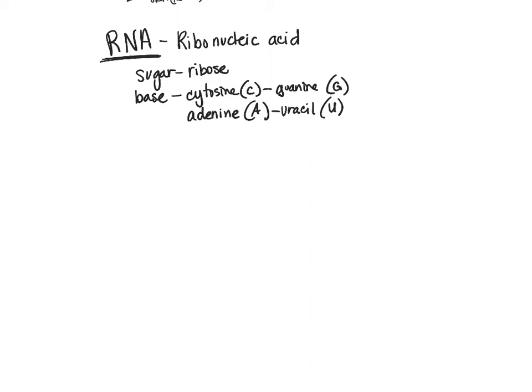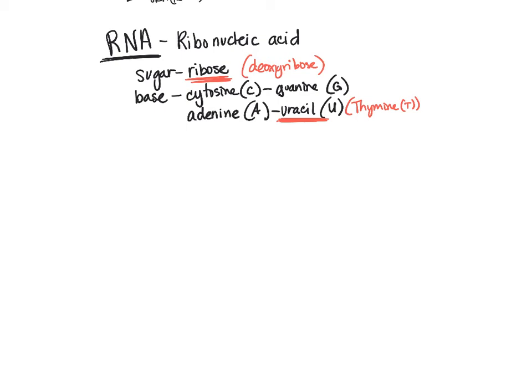We already know the first difference between RNA and DNA is the sugar, right? In DNA we have deoxyribose. The second large difference between RNA and DNA is that instead of thymine, which was our T, we have uracil. So uracil in RNA.